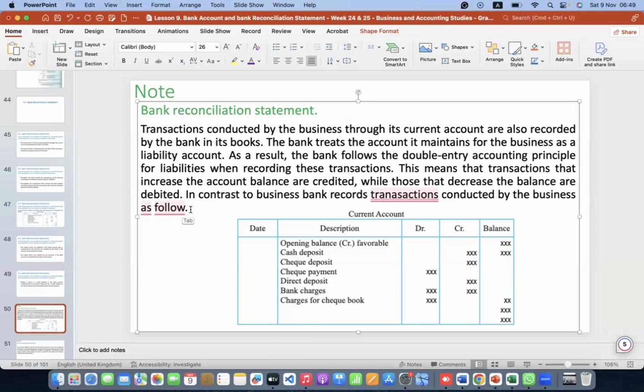Right? What we discussed earlier. As a result, the bank follows the double entry accounting principles for liabilities when recording these transactions. This means that transactions that increase the account balance are credited. Why? Because we consider it a liability, while those that decrease the balance are debited. In contrast to the business, the bank records transactions conducted by the business as follows.